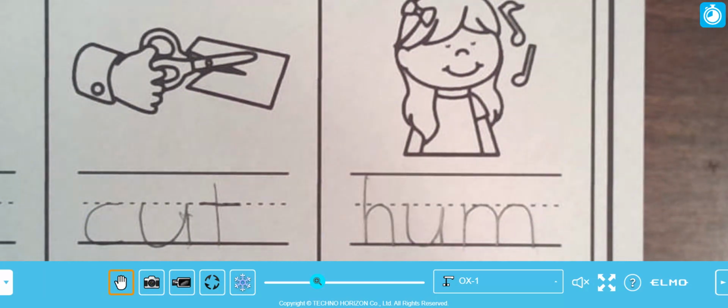I started to hum a song because I couldn't remember the words. So sometimes if you can't remember the words and you can't sing the song, you can hum it, because you don't need words to hum a song. Hum.